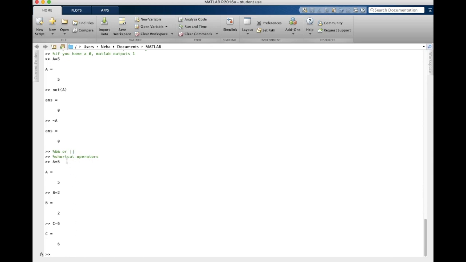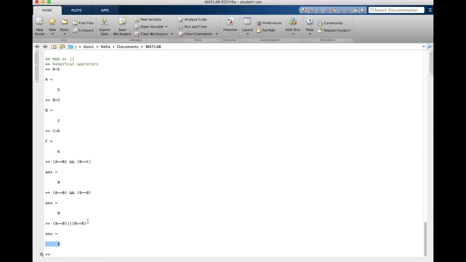So for example, here's where I'll use the double operator. Suppose I wanted to check whether A is equal to B and whether B is equal to C. The answer is 0, which means false, because this statement is not true. A does not equal B and B does not equal C. Now say we check whether A equals B or whether B equals B. The answer is 1, because at least one of these statements is true. It's that B is equal to B. Now say I wanted to check whether A equals B and B equals B.